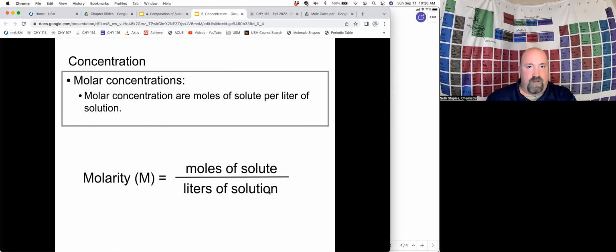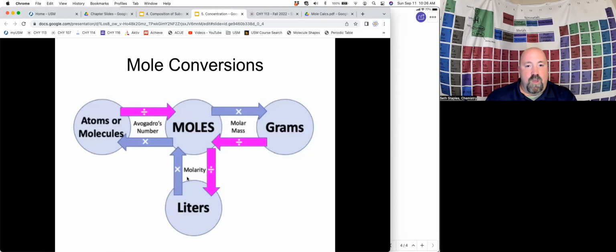Let me repeat that because we're going to use this fairly often. Like I said, both in this course and in 114, you'll see this quite a bit. Our molarity is equal to moles of solute divided by liters of solution. You've seen the top part of this chart before when we were going over different mole conversions. Now here's the bottom, one more piece in this puzzle of how we deal with amounts of things in a course like this.